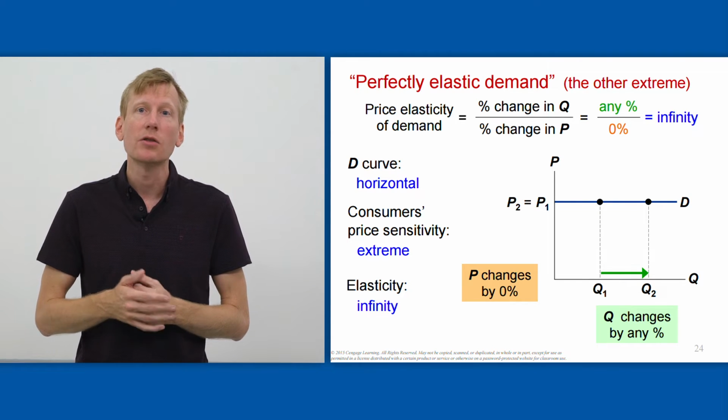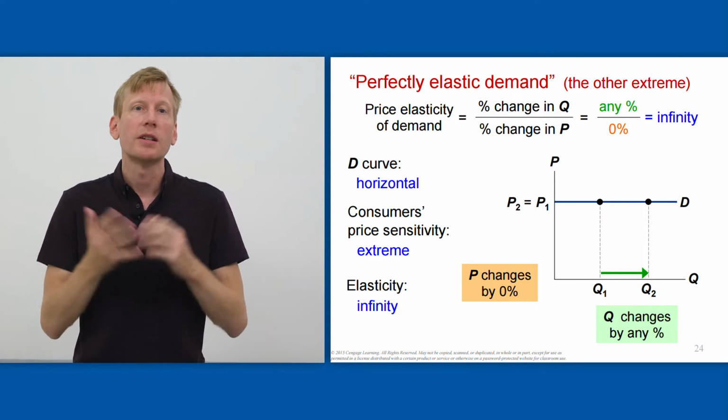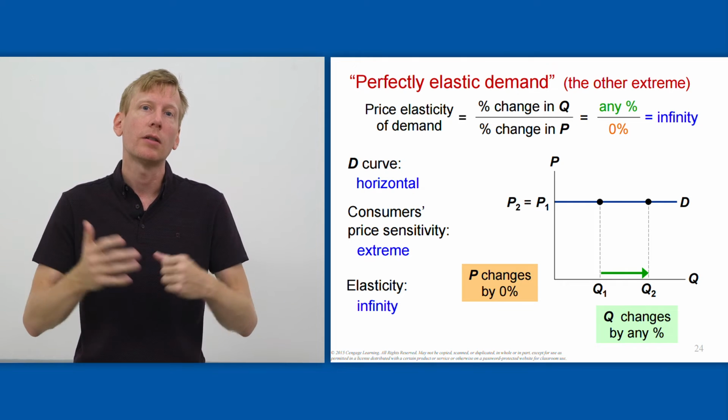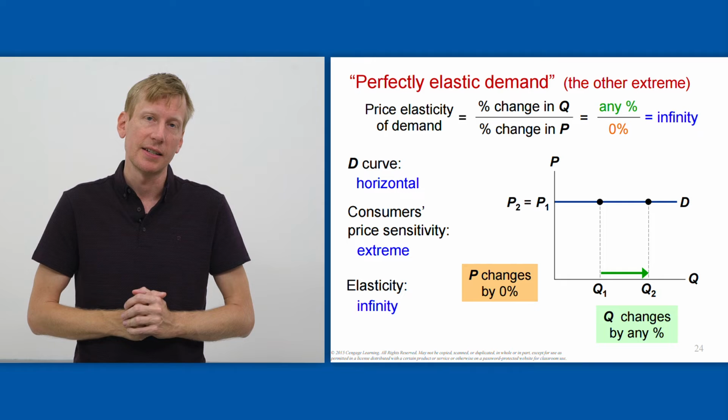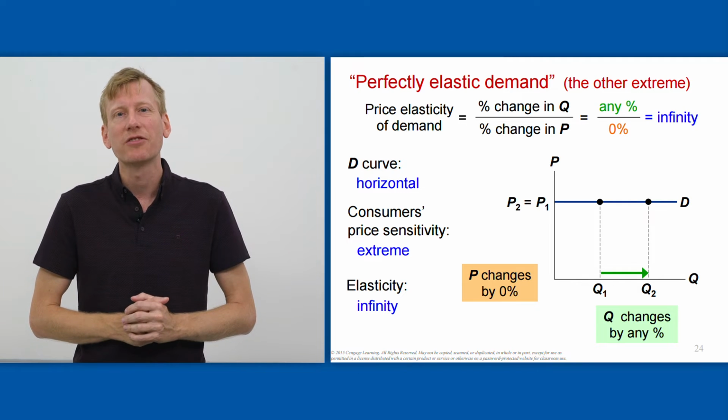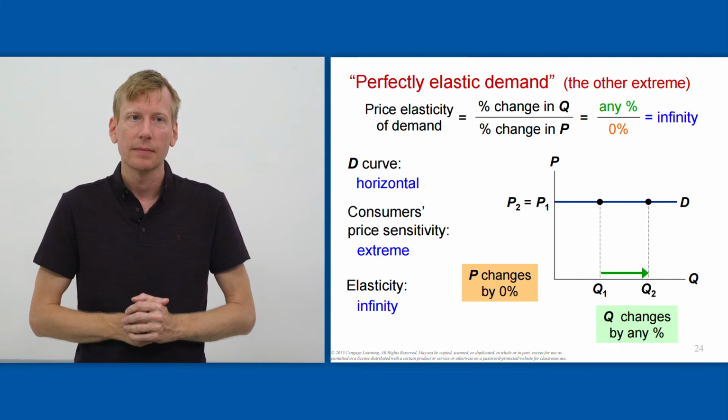And as long as the price stays at that price, quantity demanded is potentially infinite, because the percentage change in price is always 0, and the percentage change in quantity could be any amount at all. So we could describe this as either having an infinite elasticity or as having an undefined elasticity.